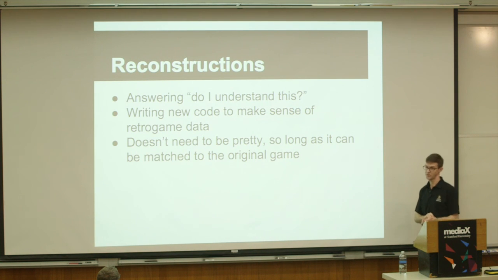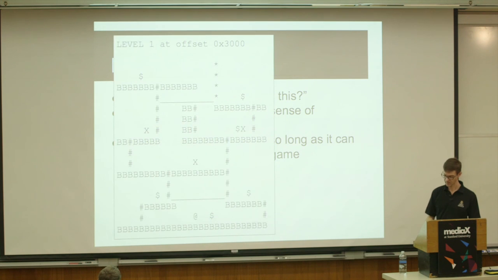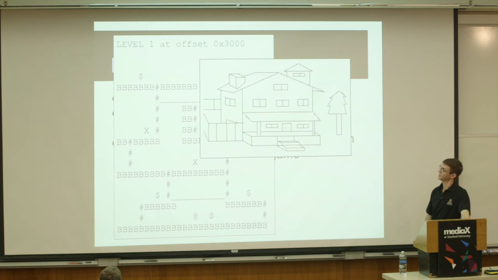The final thing you might do is reconstructions, where you think you know how everything works, and the big test is, can I actually reconstruct from the original data everything that happened? Doesn't have to be pretty. So this is the first level of Lode Runner, which I reconstructed. This is what that mystery house data turns out to be. And if you're not familiar with the game, yes, it did look this bad. This is a dead-on match.